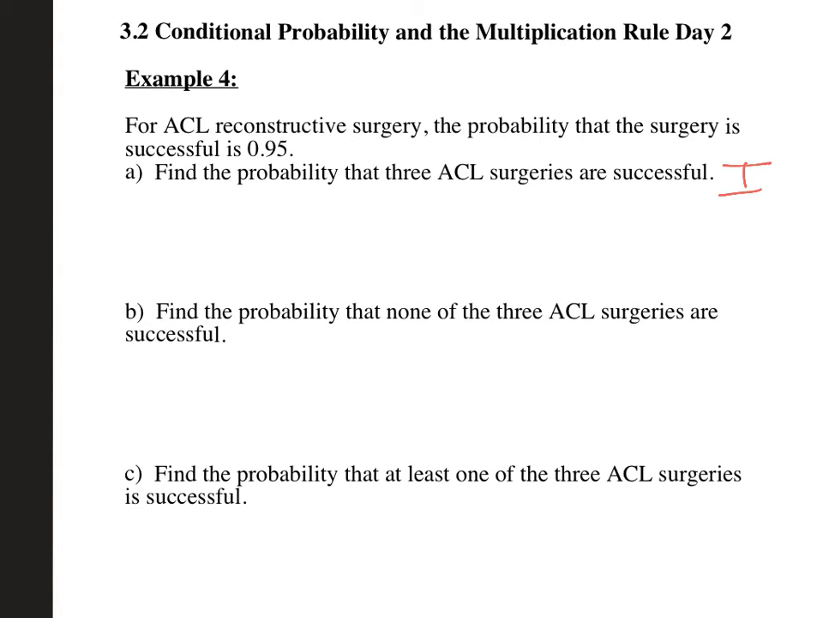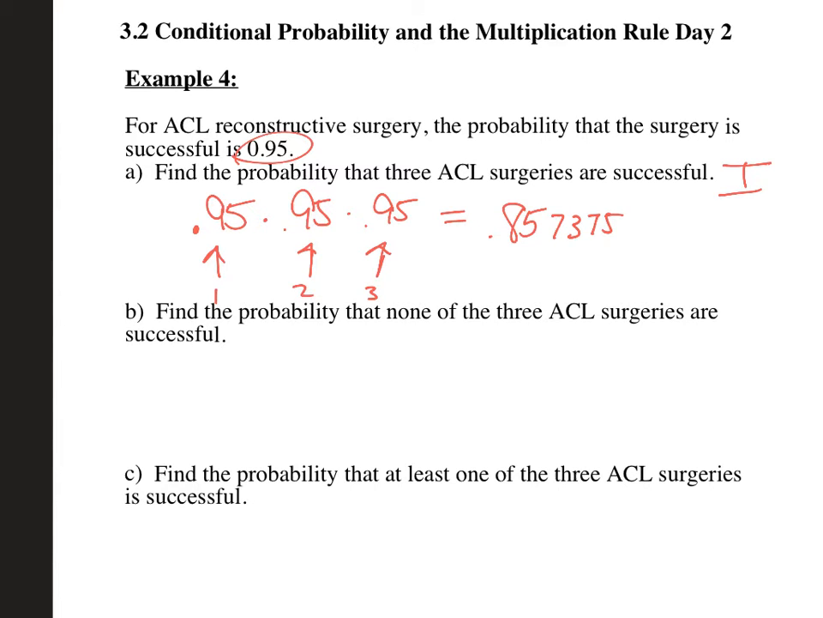So because they're independent, you are literally just going to take the probability of success and multiply it by itself 3 times, right? Because here's the first one, here's the second one, and then here's the third one. I guess I could have done 1, 2, 3 instead of arrow, arrow, arrow. But you just multiply it by itself. And then that probability, and I think I wrote out all the decimals, is 0.857375. So if you only have one, there's a 95% chance of success. But when you have, let's say, 3 in a row, it drops down to roughly 85%. But that's still pretty darn good.